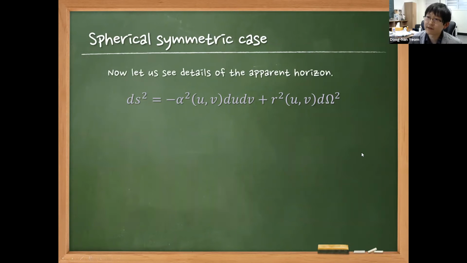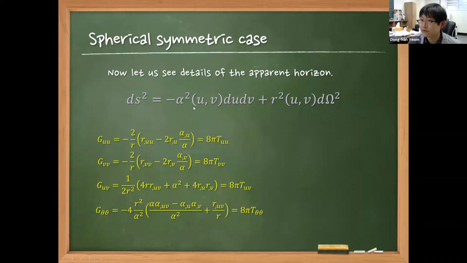So now let's see the details of the apparent horizon from the Einstein equations. If you plug this metric ansatz into the Einstein equation, then you can write down all the components of the Einstein tensor. The non-trivial components are GUU, GVV, GUV, G theta theta and G phi phi, but due to the spherical symmetry, G theta theta and G phi phi are dependent. So the only independent components are these four. And due to the Einstein equation, GUU must equal TUU, GVV equals TVV, GUV equals TUV, and G theta theta equals T theta theta, and so on.